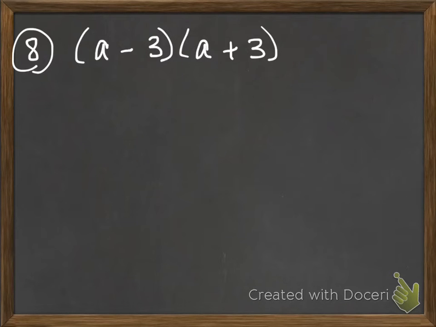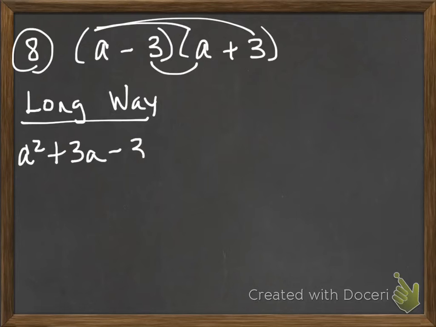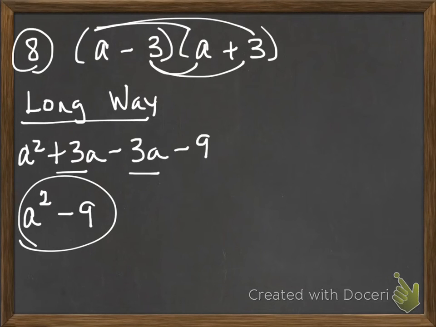Example 8 is not a binomial squared. The two binomials have different signs. So if you work it out the long way, you're going to do a times a, a times 3, negative 3 times a, negative 3 times positive 3. Combine like terms. And when you combine like terms, the 3a and the negative 3a are going to cancel out. So you just get a squared minus 9.